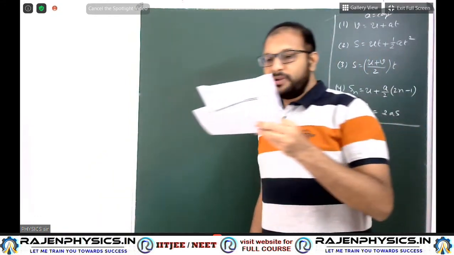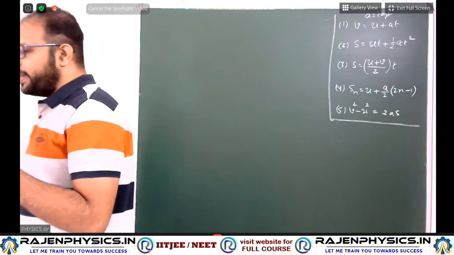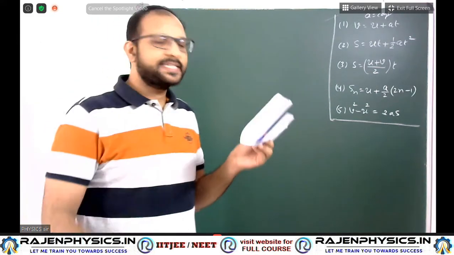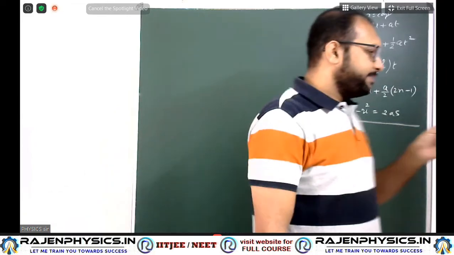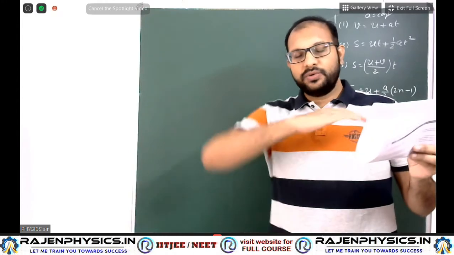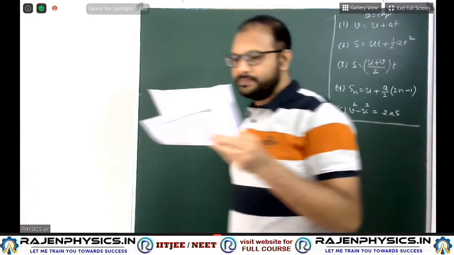A train starts from rest and moves with constant acceleration 2 meter per second square for half a minute. That is 30 seconds time given. The brakes are then applied and the train comes to rest in 1 minute. Students, acceleration half minute, but deceleration 1 minute.